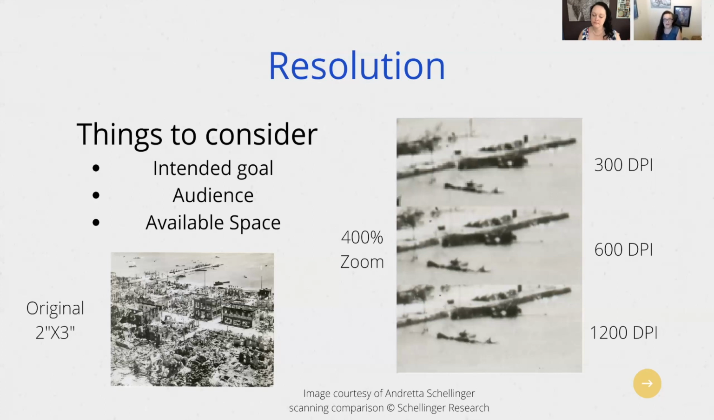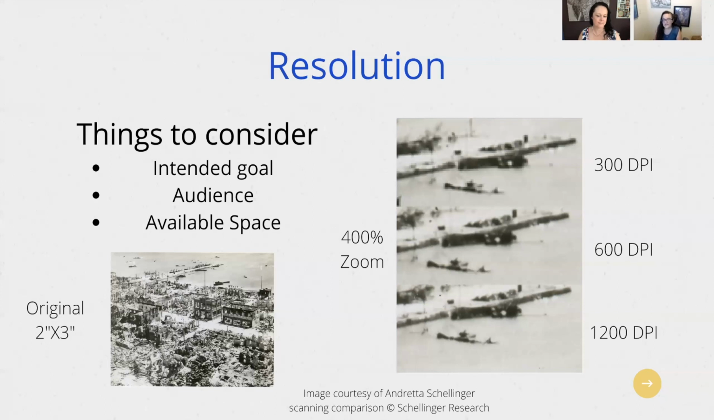Another thing is audience. Who's going to see this? Who do you want to see this? Do you want this to be publicly available for authors to put in their books or historians to use? And if so, the higher DPI, the better. Because then if a historian uses your image in their book, when it's printed, it's not going to look really blurry.